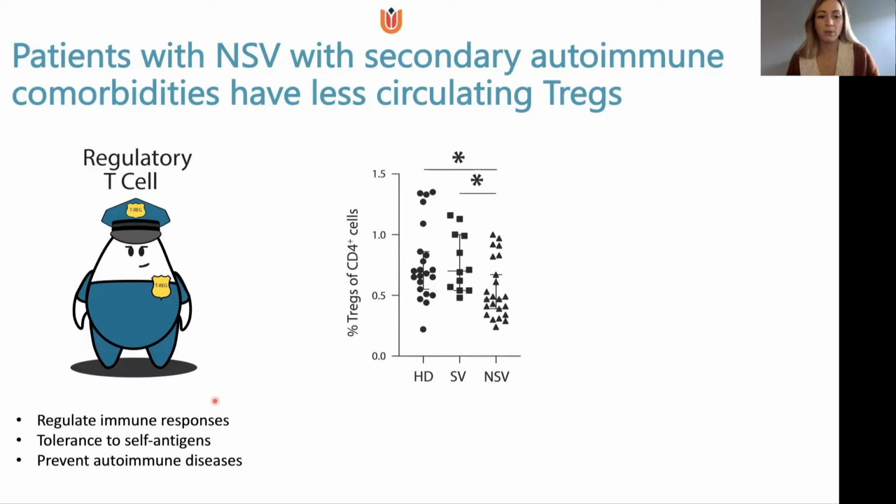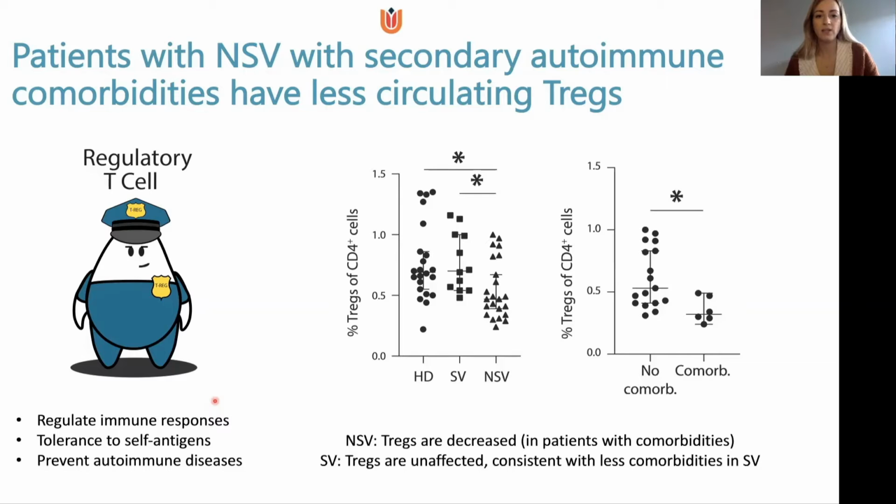As this might be influenced by autoimmune comorbidities, we corrected for this. And we found that patients with non-segmental vitiligo that also had autoimmune comorbidities had significantly lower levels of regulatory T cells compared to those non-segmental vitiligo patients that did not have any autoimmune comorbidities. This indicates that Tregs are decreased in patients with comorbidities and that these are unaffected in patients with segmental vitiligo, which is also consistent with less comorbidities in segmental vitiligo.